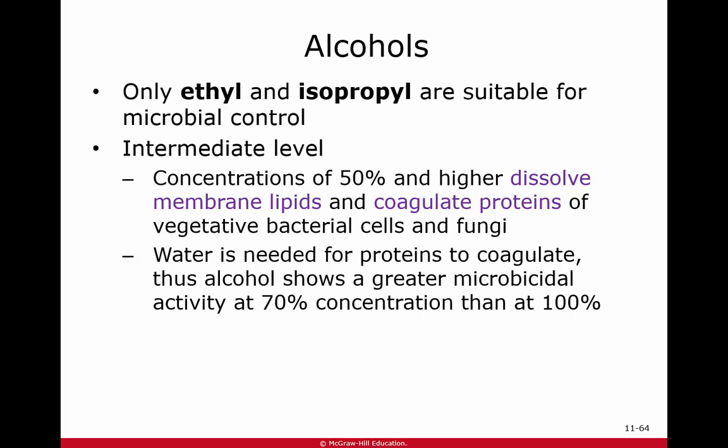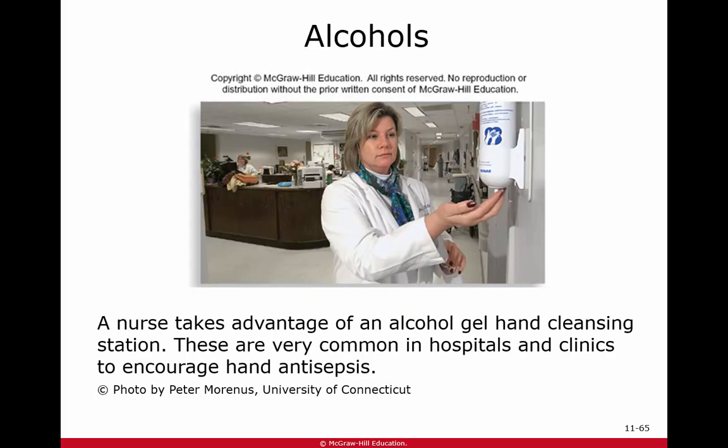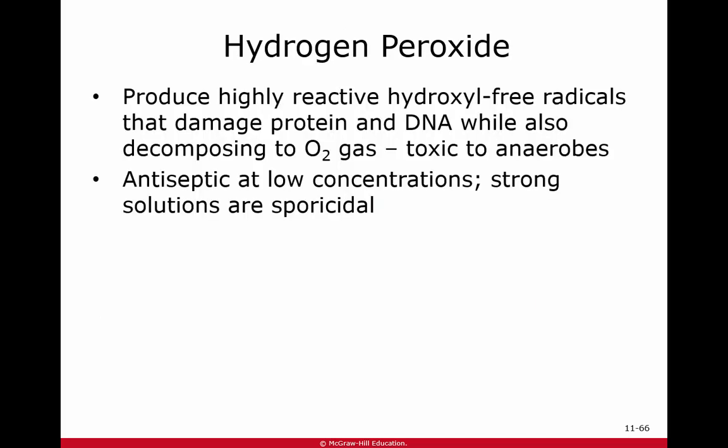So a quick thing with the alcohols, this is going to be like ethyl and isopropyl alcohol. These are the main ones that are suitable for microbial control. They're intermediate level. And so what you're looking for is a concentration of 50% or higher. When you look at alcohols that you buy from the store, they'll tell you their percentage of concentration. So if you want it to be effective against a lot of microbes, it's got to be 50% or higher. And typically on the higher range, the stronger the concentration, the more dangerous they are to microbes. And so you see a great example of where some of this is used in antisepsis and things like that.